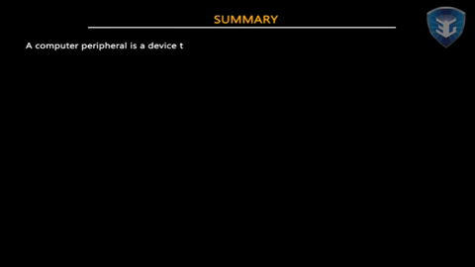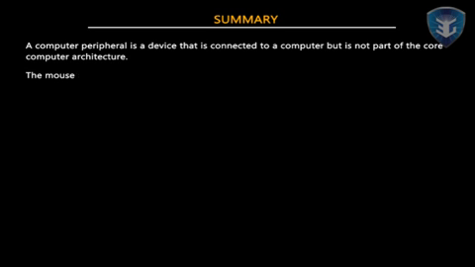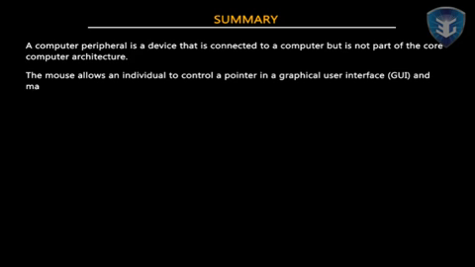Now in the end, let us summarize what we have learned in this lecture. A computer peripheral is a device that is connected to a computer but is not part of the core computer architecture. The mouse allows an individual to control a pointer in a graphical user interface, or GUI, and manipulate on-screen objects such as icons, files, and folders.